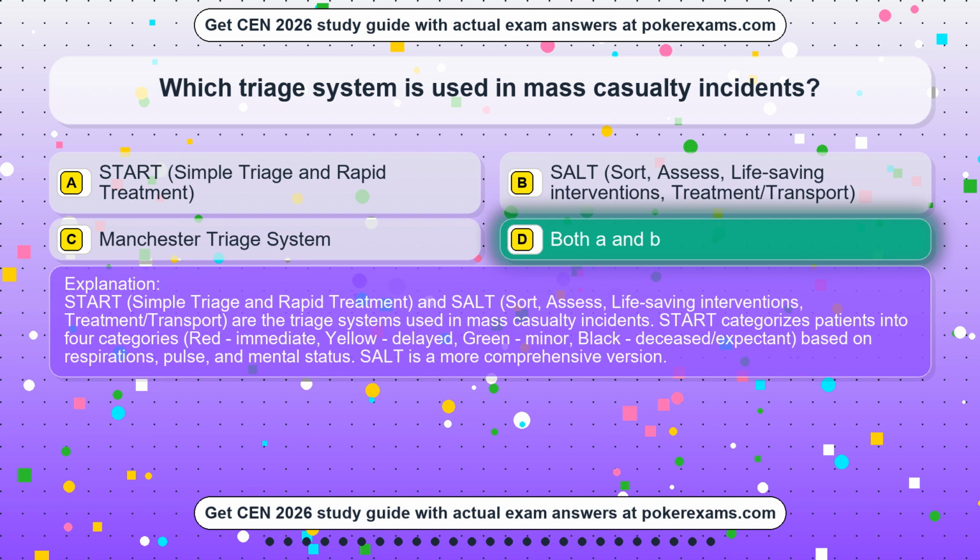START, simple triage and rapid treatment, and SALT, sort, assess, life-saving interventions, treatment/transport, are the triage systems used in mass casualty incidents. START categorizes patients into 4 categories: red, immediate; yellow, delayed; green, minor; black, deceased/expectant, based on respirations, pulse, and mental status. SALT is a more comprehensive version.